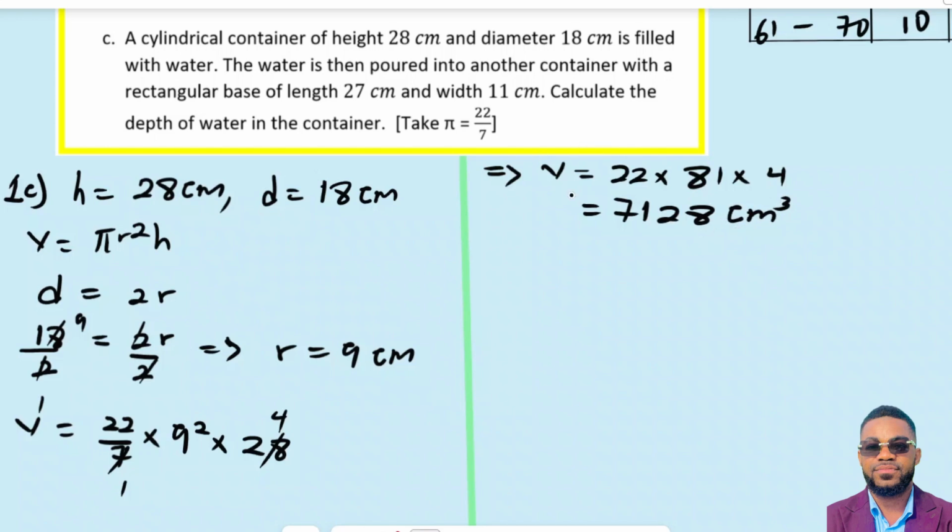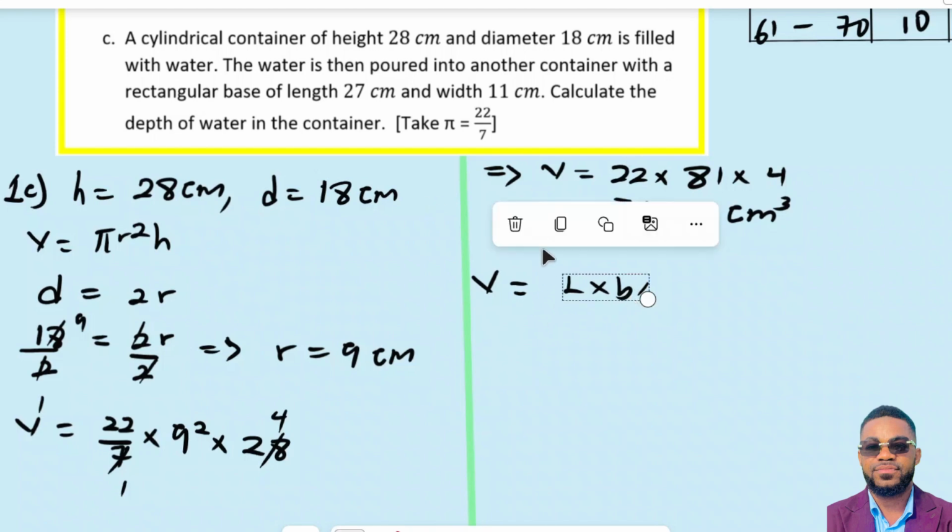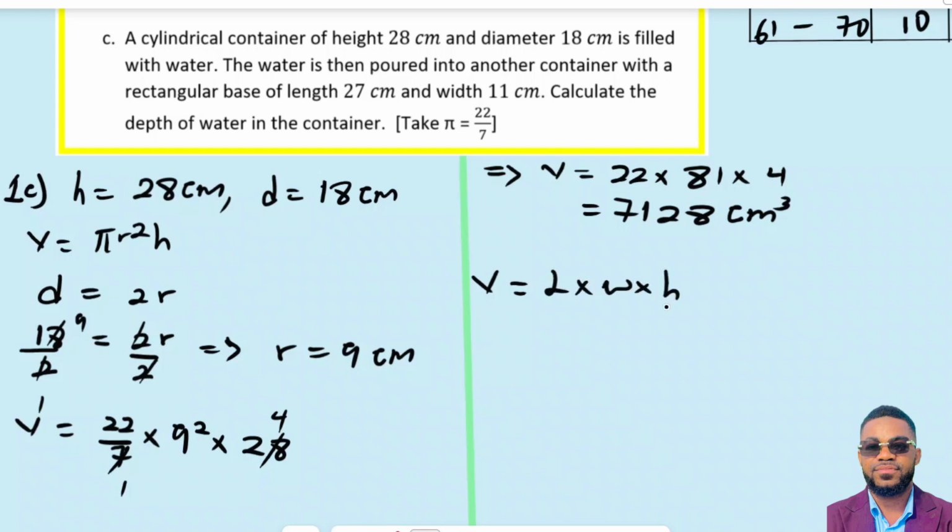Now, interestingly, we poured all this water into a rectangular tank. So now we have this amount of water in this rectangular tank. The dimensions of this rectangular tank are: length 27 centimeters and width 11 centimeters. I want to use the width here, I don't want to use the breadth because it will create confusion. So the volume of this rectangular tank is going to be the length times the width times the height.